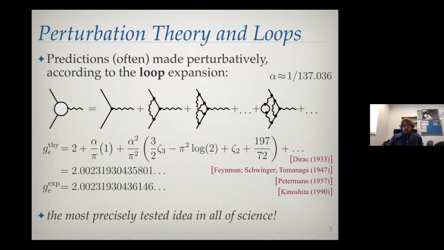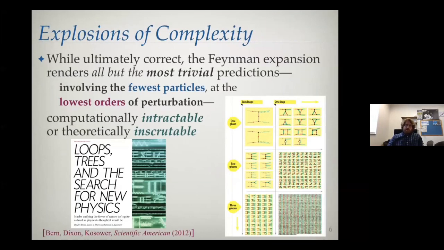But another aspect of the Feynman expansion that I don't think people spend enough time dwelling upon is that, while ultimately correct, it really does render all but the most trivial predictions, those involving the fewest numbers of particles and the lowest orders of perturbation, either computationally intractable, until modern computers, things were really difficult, and even with modern computers, things quickly get out of hand, or just theoretically inscrutable. Even if you can calculate something for an experiment that's important, you might not have any theoretical control over it.